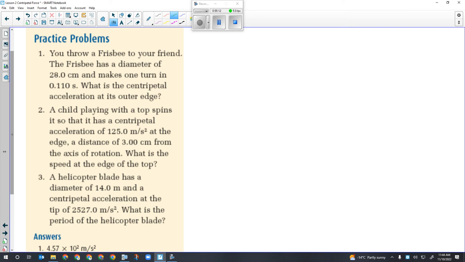Okay, let's have you guys try those ones. They're fairly straightforward, but they have to do with centripetal acceleration, that formula from yesterday, as well as these other ones here, the 2 pi r over T equals v. So let's give those ones a try and see where we're at after that. Thank you.